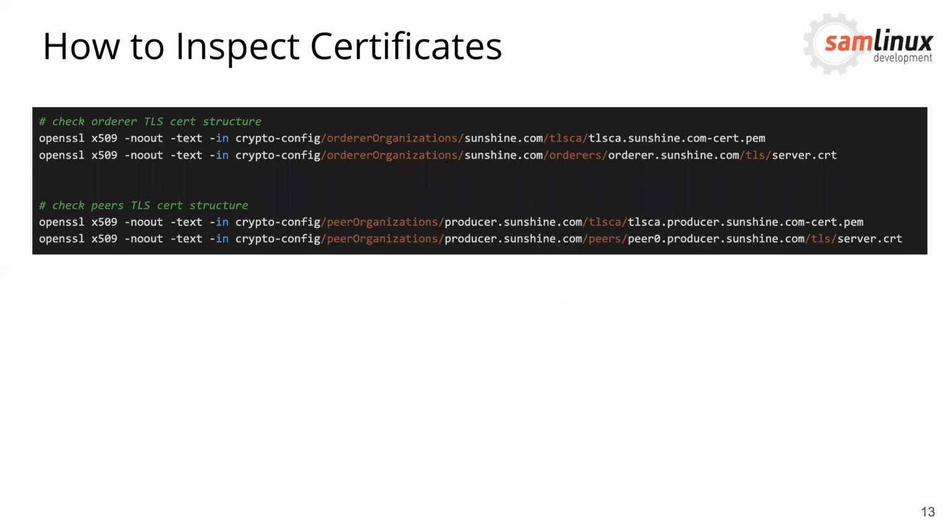Okay, and here are some commands for how we can inspect these certificates. So this is the OpenSSL tool. And with this command here, we can look into this file and we will receive a human readable format where we can see who is the issuer, who is the subject, how long the certificate is valid, and so on. And here are two examples for the orderer structure, and here for the peer structure.